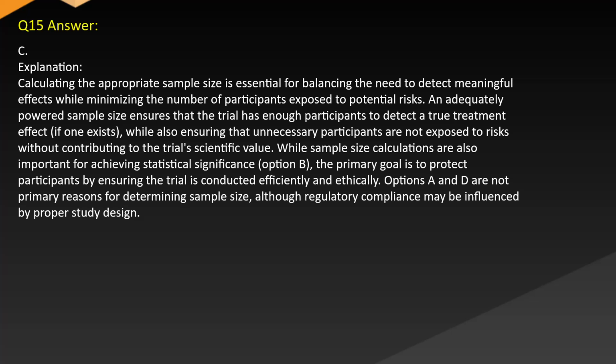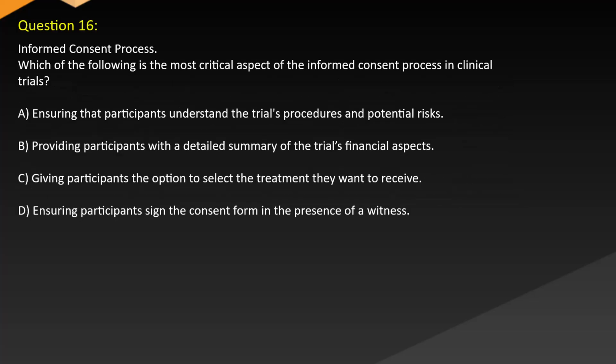While sample size calculations are also important for achieving statistical significance, option B, the primary goal is to protect participants by ensuring the trial is conducted efficiently and ethically. Options A and D are not primary reasons for determining sample size, although regulatory compliance may be influenced by proper study design. Question 16. Informed consent process.